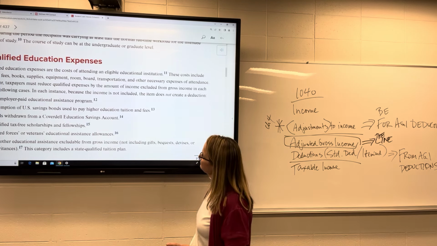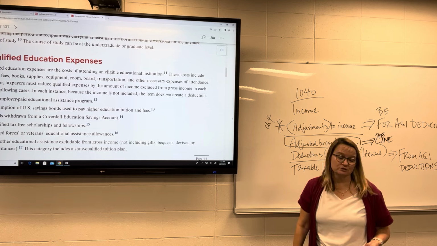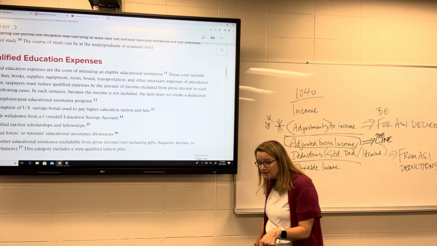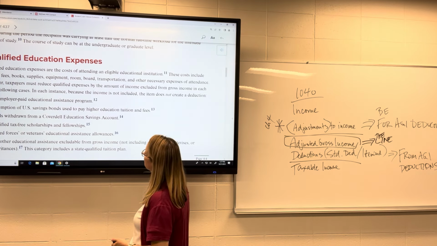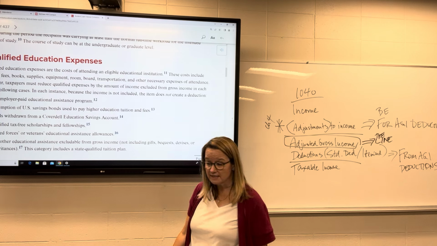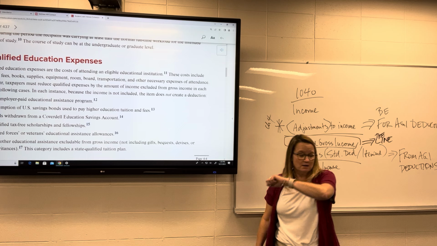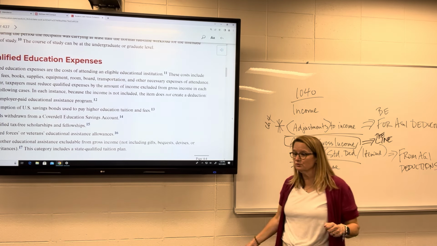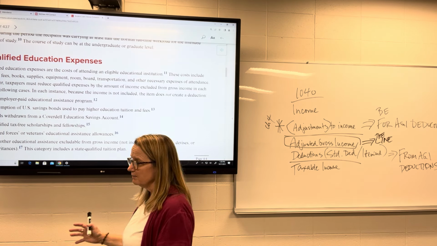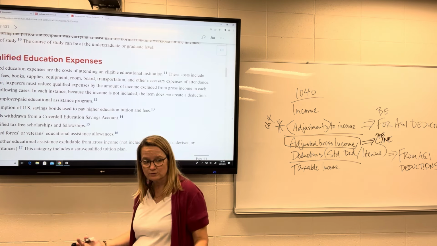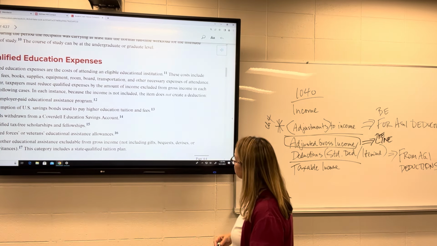Qualified expenses. The cost of attending an eligible educational institution, so there's another qualifier there, it has to be an eligible educational institution, including tuition, fees, books, supplies, equipment, room and board, that is included here, transportation and other necessary expenses of attendance. So if you had to purchase books, or a laptop in order to do your schoolwork, that sort of thing, those would be included as qualified educational expenses.